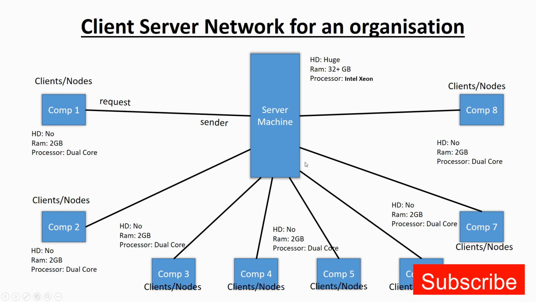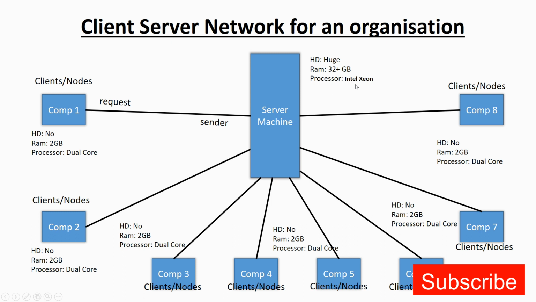What's the use of such an architecture? It is possible that comp1 doesn't have any hard disk, so everything is stored at the central server. All these PCs may not have hard disks, or they may have a hard disk of smaller size. Each PC will have its own RAM, and a processor that may not be that powerful. But a server machine will have a huge hard disk and a huge RAM as well, and the processor will be of another level, that is a server processor.